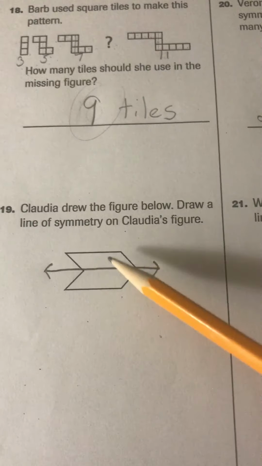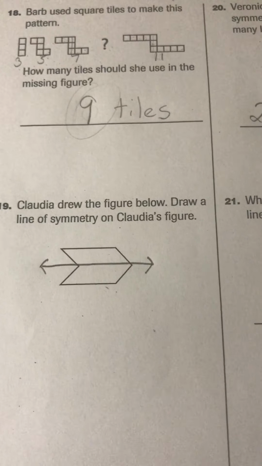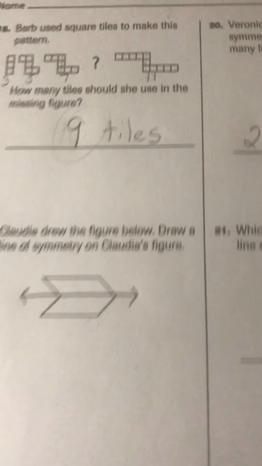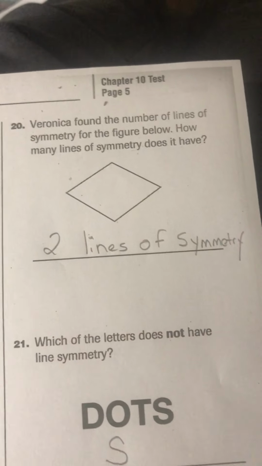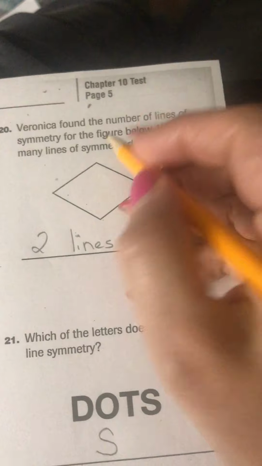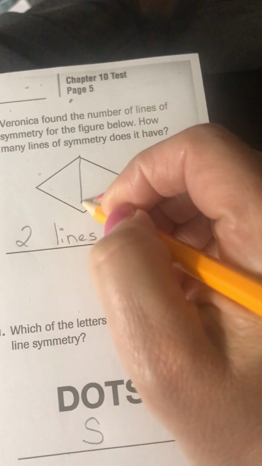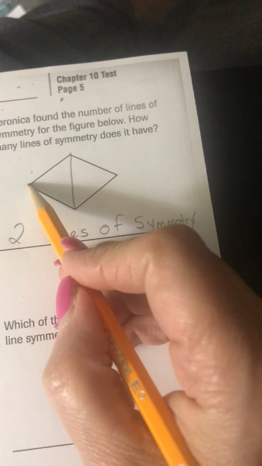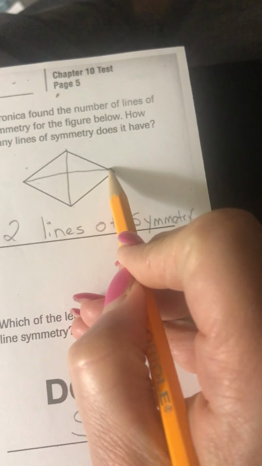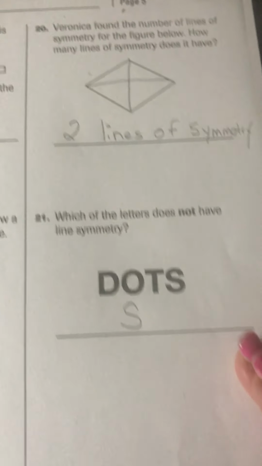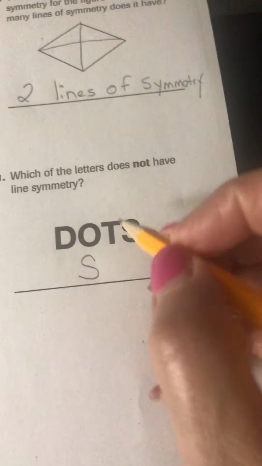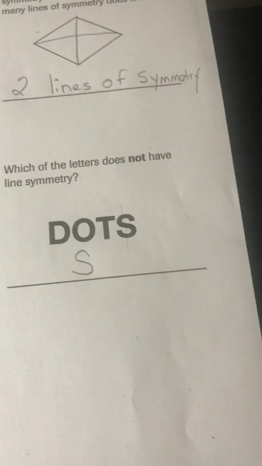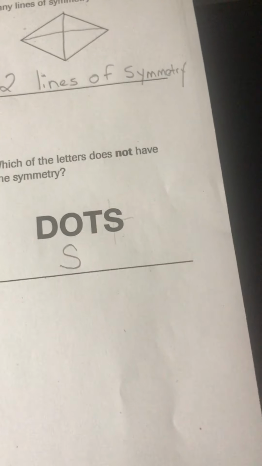And here's my line of symmetry for the next one. Make sure the arrows are on there. For number 20, there are 2 lines of symmetry there. Here and here. And the letter S does not have a line of symmetry. There's no way I can cut that in. It would be identical on both sides. No way. So it's an S.